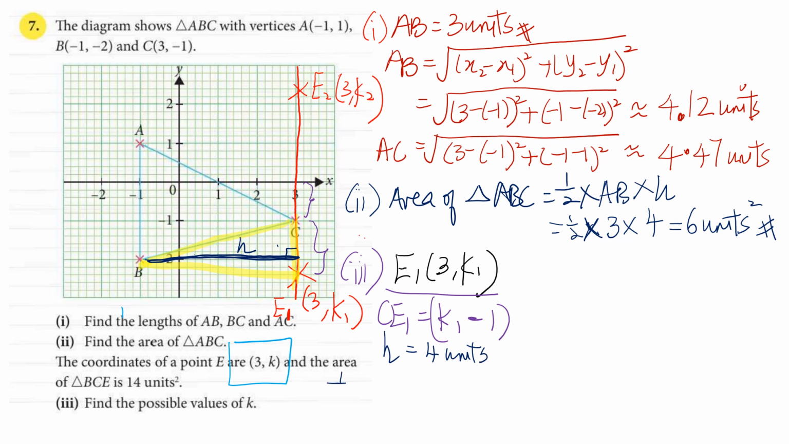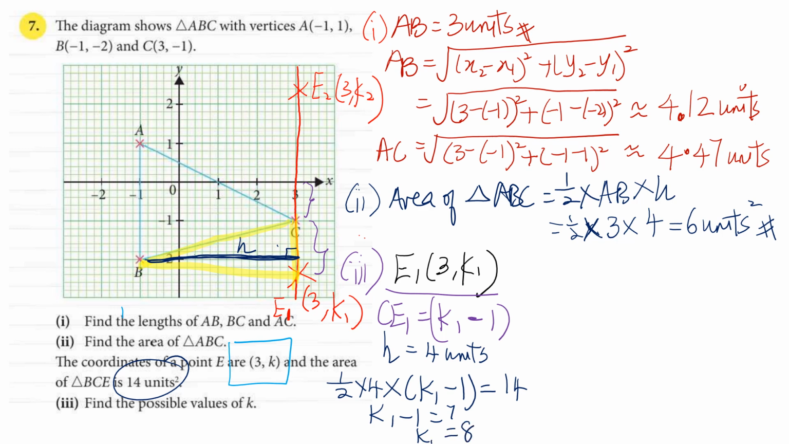So the area will be half times 4 times K1 minus 1 equals to the area given to be 14 units here. So from there, you can solve K1 minus 1 to be 14 divided by 2, that's 7. So K1 is equals to 8.